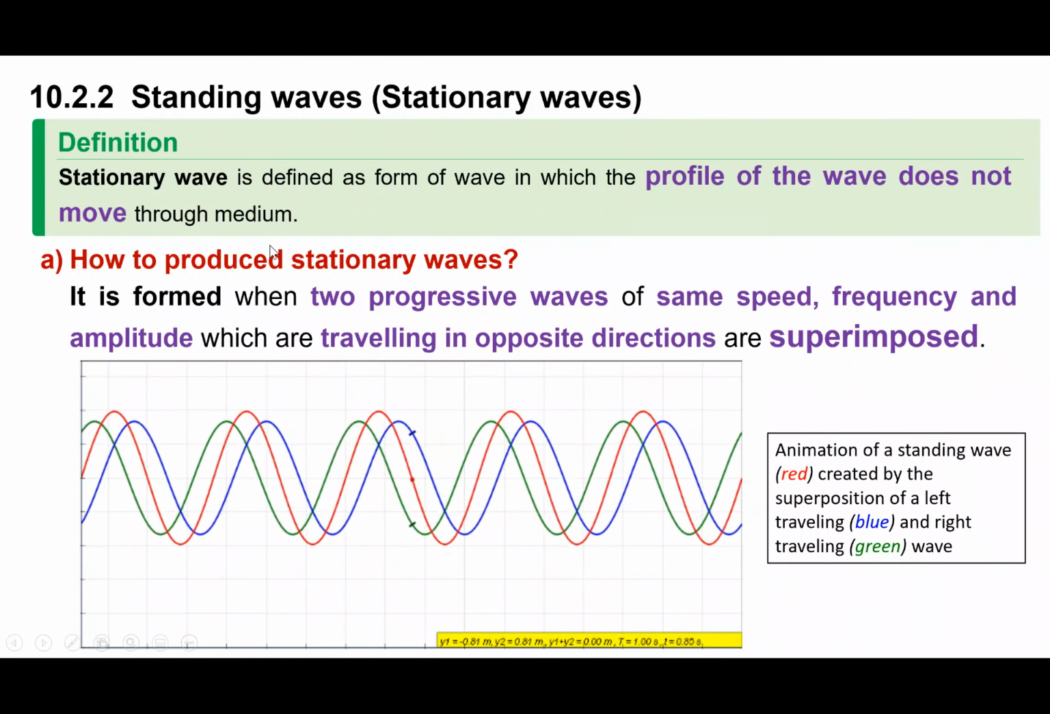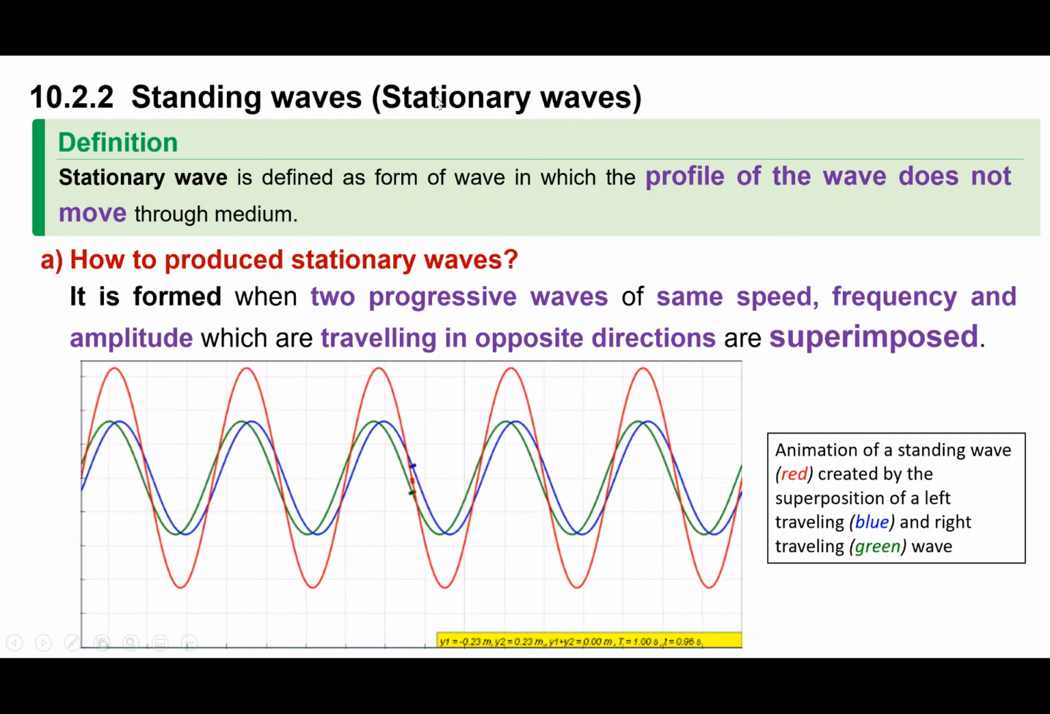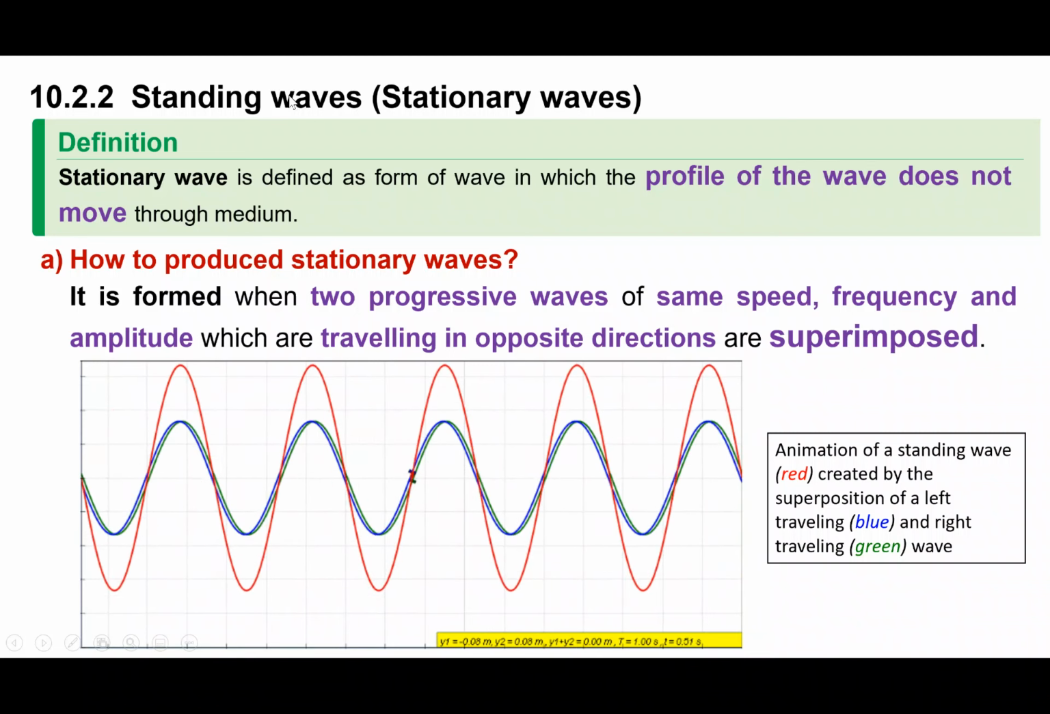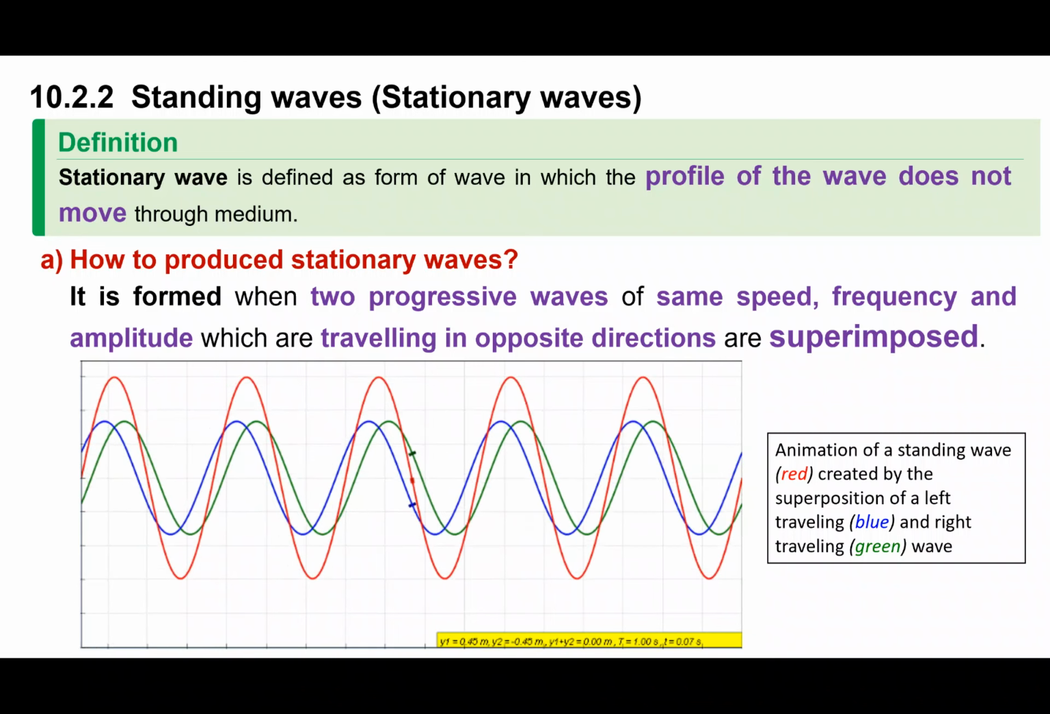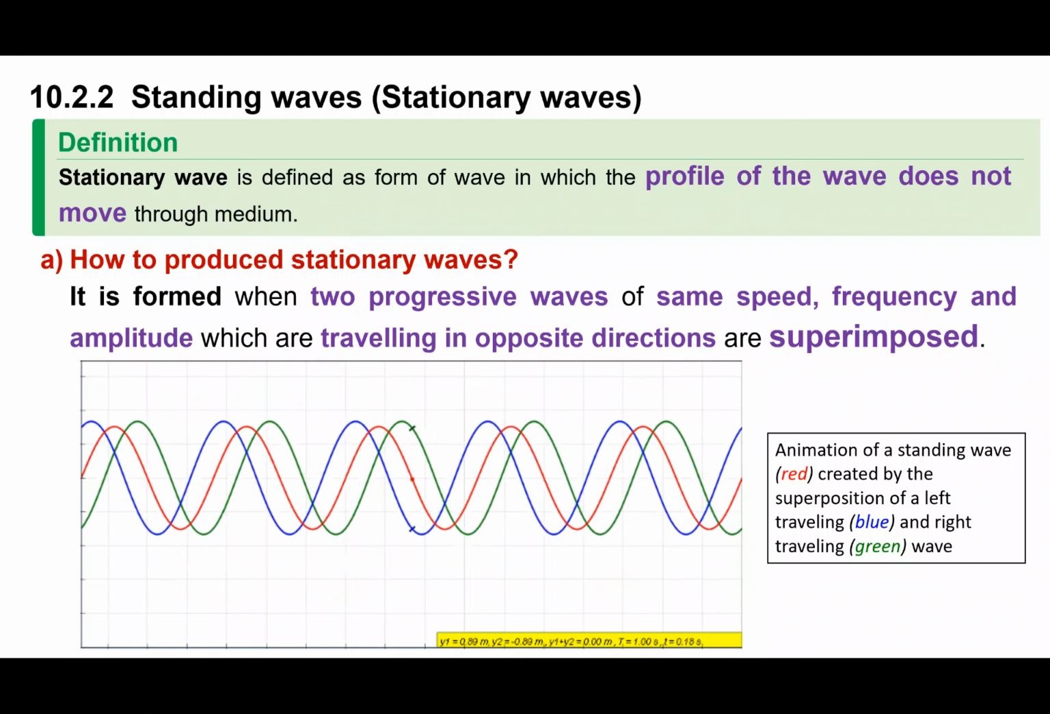Okay, so what is the stationary wave? So kita nak cerita tentang stationary wave. Another word for stationary wave adalah standing wave. So dia adalah satu benda yang sama, tetapi kita boleh panggil dalam dua nama yang berbeza. Yang tu you kena tahulah.